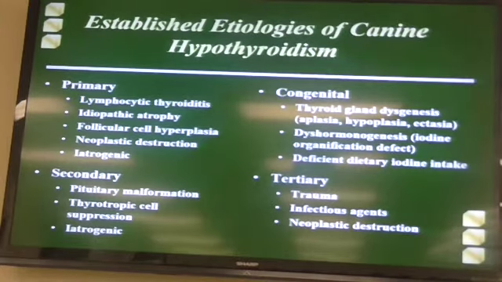All right, so some of the established etiologies of canine hypothyroidism. Again, primary lymphocytic is at the top. And these are basically in order of occurrence from most to least as far as these orders are concerned. Idiopathic atrophy, follicular cell hyperplasia, neoplastic destruction, iatrogenic in there. Secondary, there could be a pituitary malformation. This is going to give you kind of the congenital hypothyroidism. Thyrotropic cell suppression. Again, that can be due to glucocorticoids, to other types of problems that can do this.